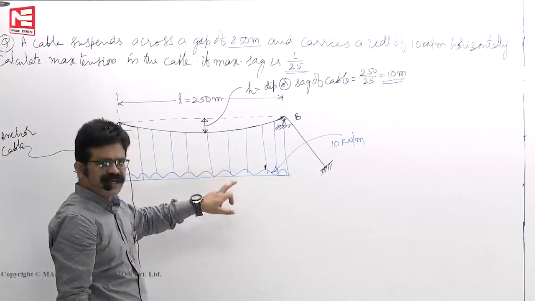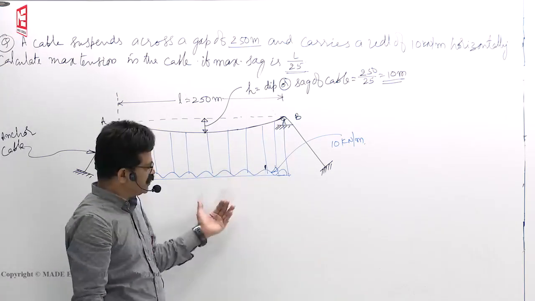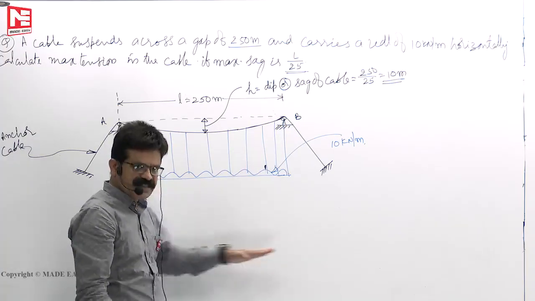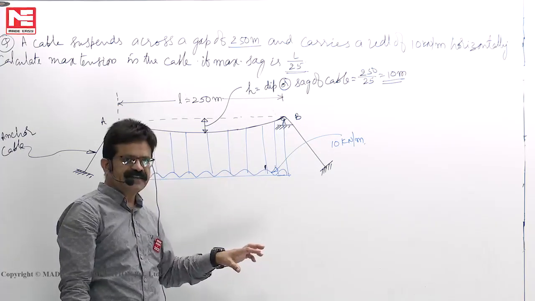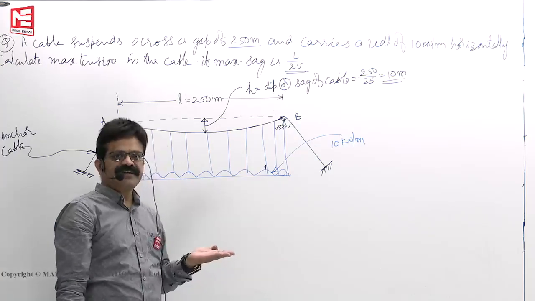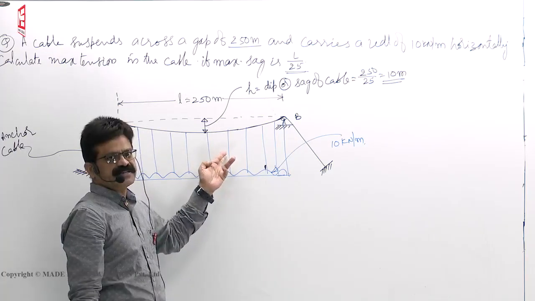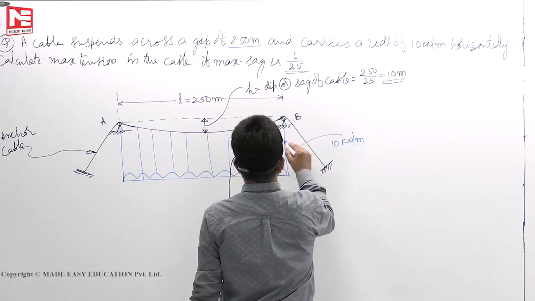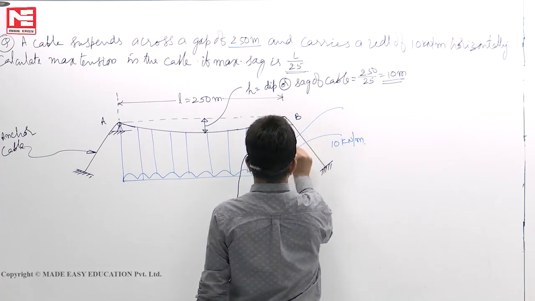From where this load came, right now we will not worry. After this I will tell you that there must be a beam here, and when the vehicles are moving, the load exerted by the girder on the hangers is 10 kilonewtons per meter, like that. These are called hanger bars.